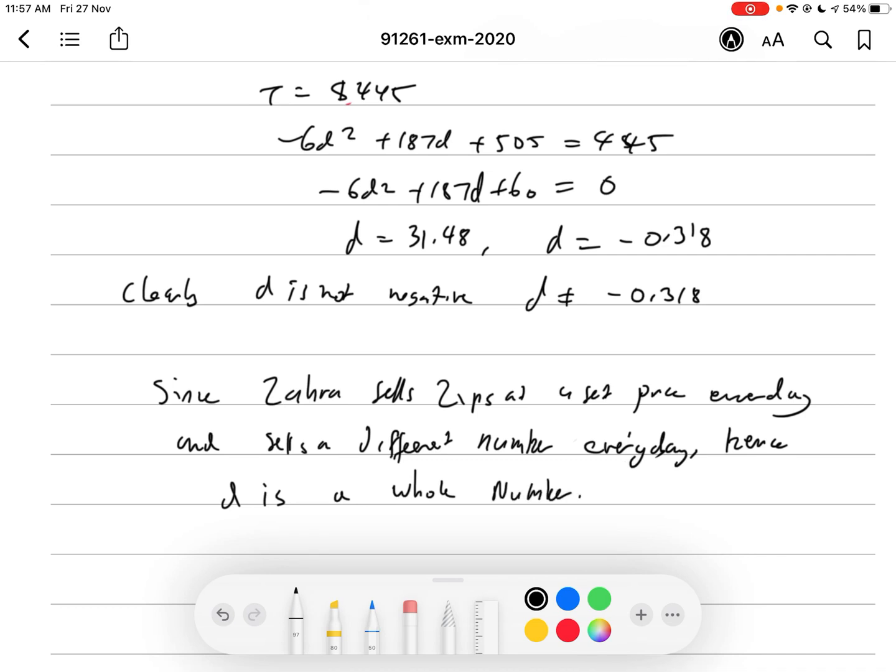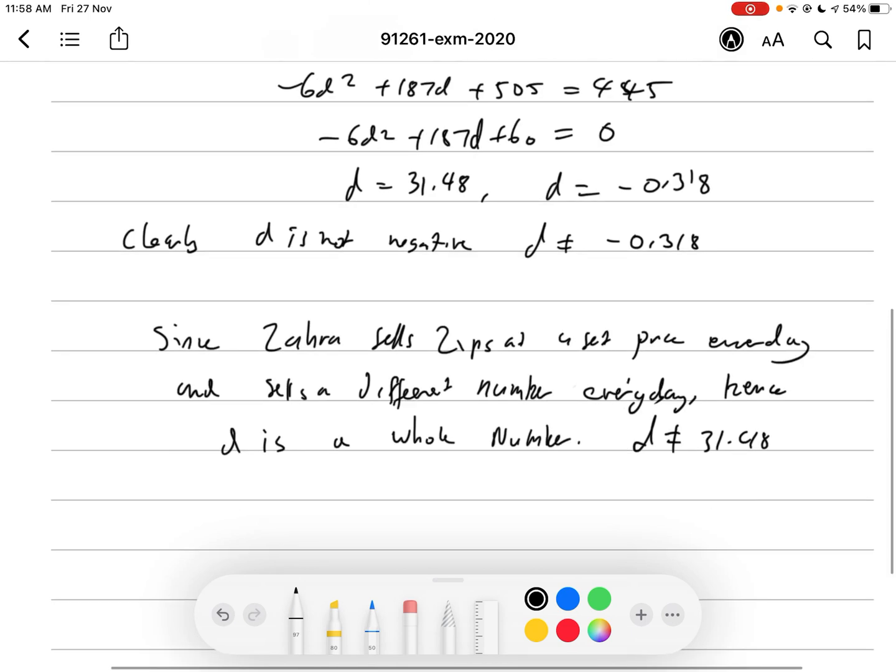So therefore, we can say that there's no day. So first we say D cannot be equal to this. And so therefore, there's no possible way that Zara can make a turnover of $445. So $445 turnover, not possible.